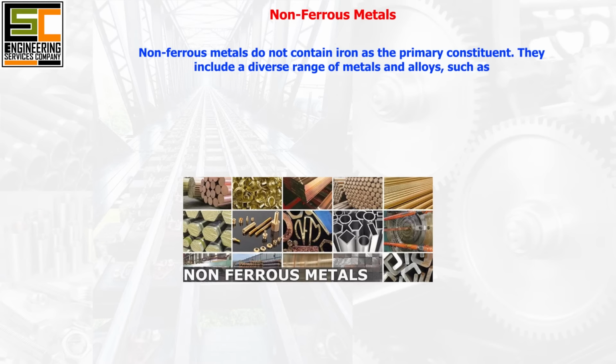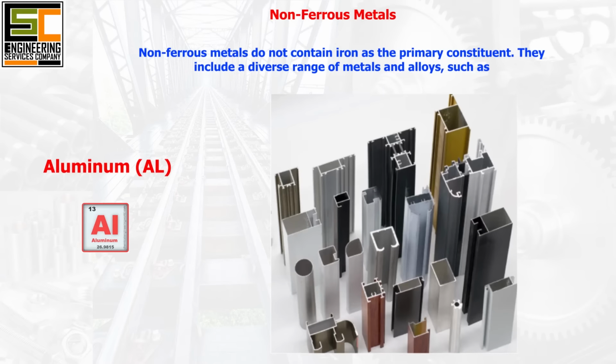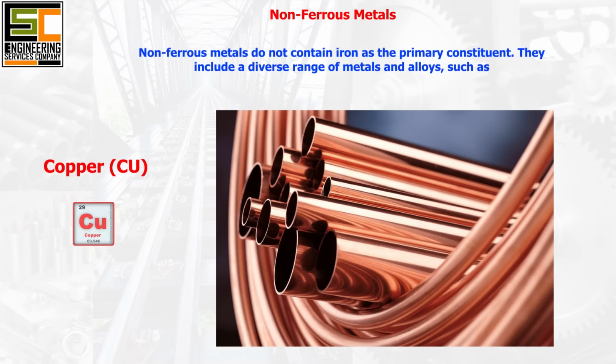Non-ferrous metals. Non-ferrous metals do not contain iron as the primary constituent. They include a diverse range of metals and alloys such as aluminum: lightweight, corrosion resistant, and excellent thermal and electrical conductivity. Widely used in aerospace, automotive, construction, packaging, and electronics industries. Copper. High electrical and thermal conductivity, corrosion resistance, and ductility. Used in electrical wiring, plumbing, electronics, heat exchangers, and architectural elements.